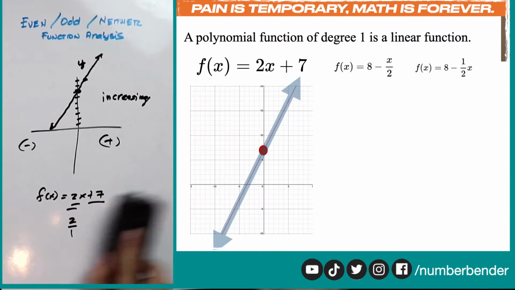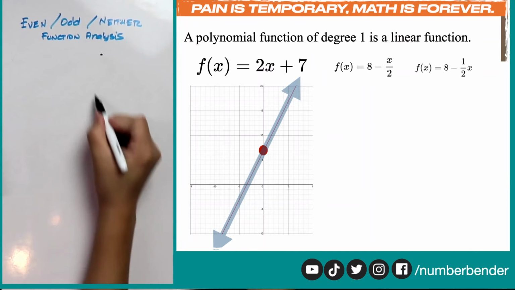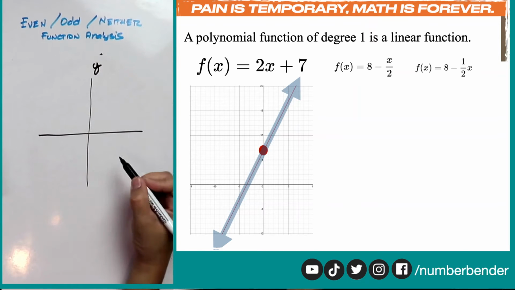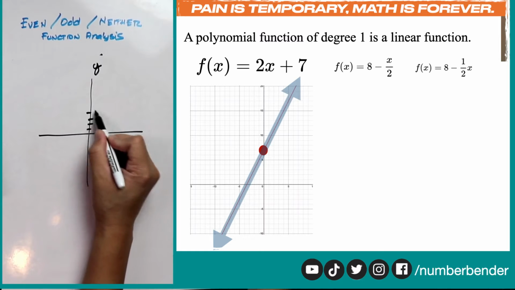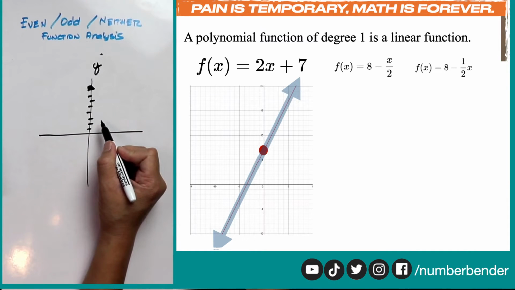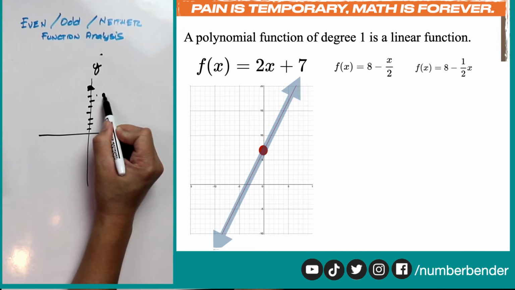And if we translate this into our graph using our skill of graphing a linear function manually, this is the y-axis. Our y-intercept is at 8: 1, 2, 3, 4, 5, 6, 7, 8. And the second point is determined by the slope, which is negative 1 all over 2. That means you are going to move 1 unit down the y-axis and 2 units to the right. 1, 2. So you're always moving to the right.